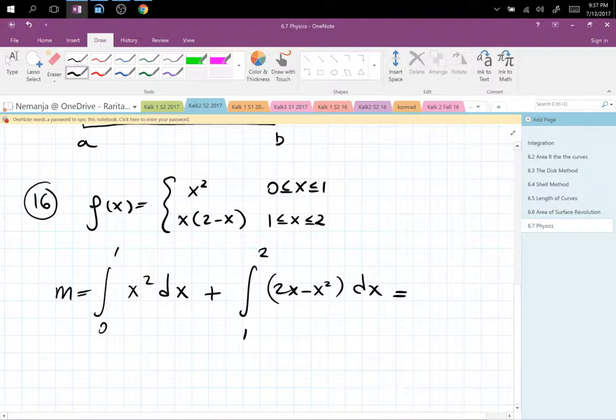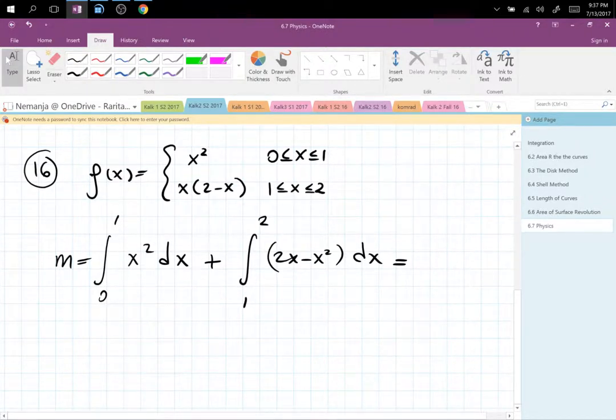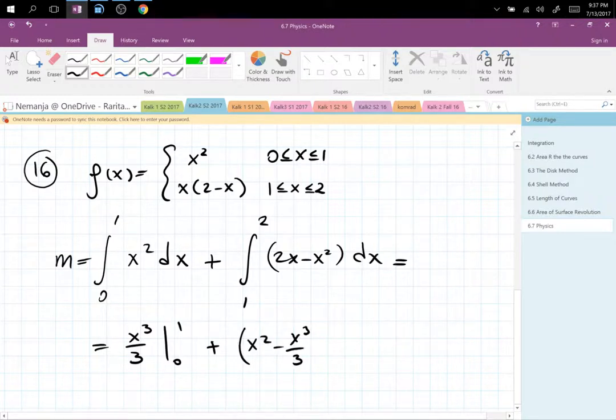So I'm simply integrating the function on its domain, but each one has to have its own integral because they are different functions. And then I add those two masses together to get the mass of the entire object. So we have x cubed over 3 from 0 to 1, plus x squared minus x cubed over 3 from 1 to 2.